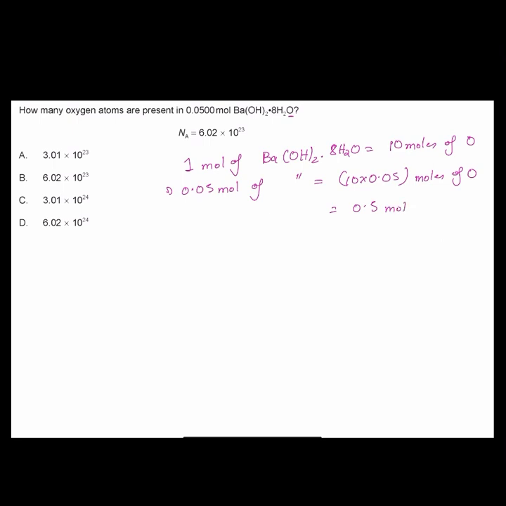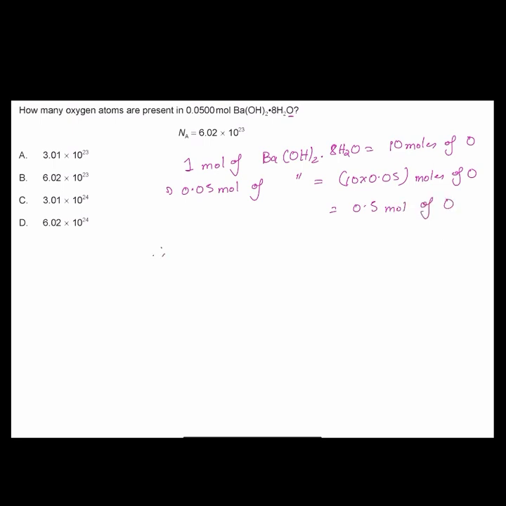The next one. How many oxygen atoms are present in 0.5 moles of hydrated barium hydroxide? So in 1 mole of Ba(OH)2·8H2O, we total have 10 moles of oxygen because 8 moles in H2O and 2 moles in Ba(OH)2. Now we have 0.05 moles of barium hydroxide. In 0.05, we have 10 times 0.05 moles of oxygen atoms. So we have 0.5 moles of oxygen atoms.